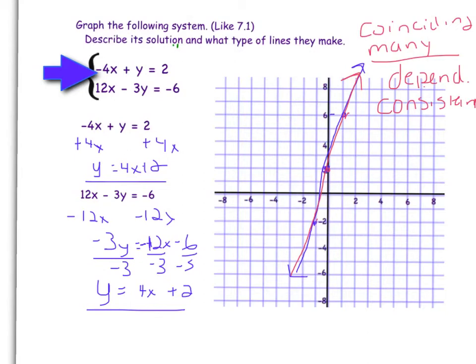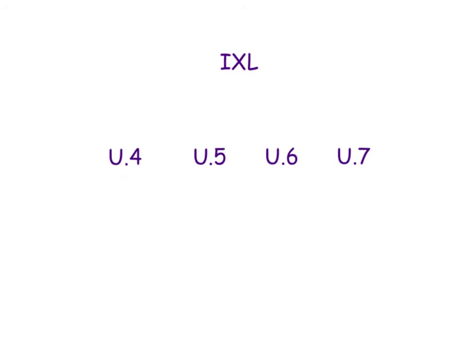Hopefully you took really good notes, because what I would like you to do next, instead of giving you a handout, and these are your IXL homework categories for tonight.